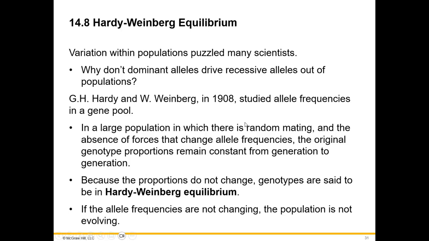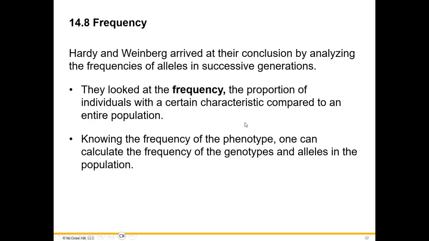When we think of equilibrium, we think of balance. So they're in a Hardy-Weinberg equilibrium, which is like a balance, where we're going to continue to have the same proportion of genotypes from one generation to the next. If the allele frequencies are not changing, that means the population is not evolving.